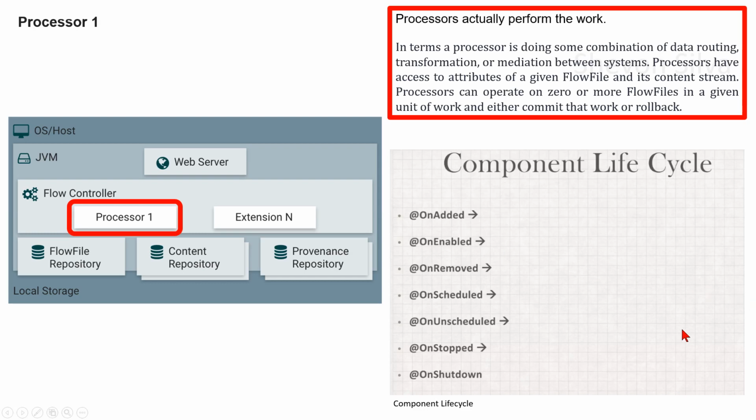The annotation type OnConfigurationRestored, the marker annotation that the processor, reporting task, or a controller service can use to indicate that the method with this annotation should be invoked whenever the component's configuration is restored after a restart of NiFi. Annotation type OnDisabled, the marker annotation a controller service can use to indicate a method should be called whenever the service is disabled. Annotation type OnEnabled, the marker annotation a controller service can use to indicate a method should be called whenever the service is enabled.